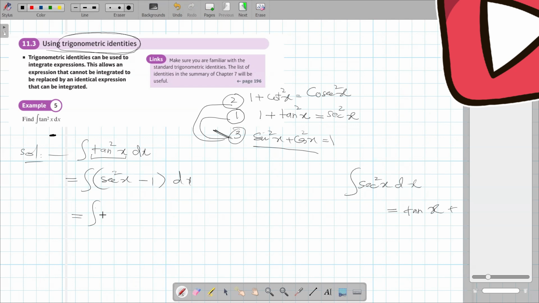So that we can integrate, we know that integrals are linear, we can take separate integrations. Sec square x, antiderivative of sec square x is tan x, and 1 is x plus c. That's it.